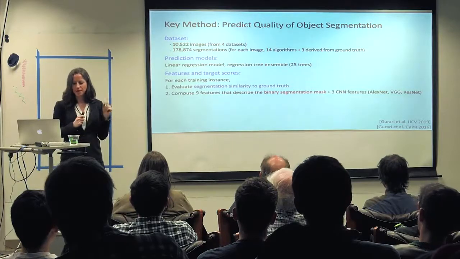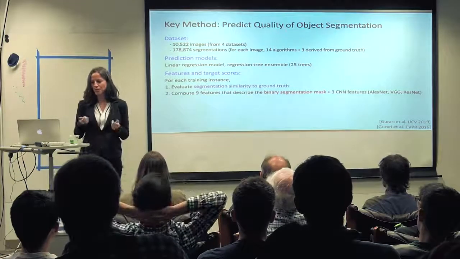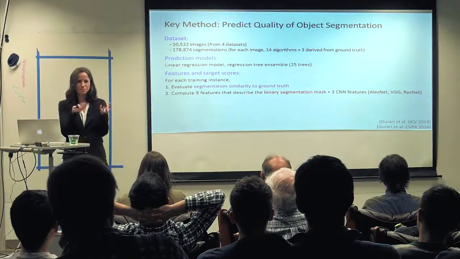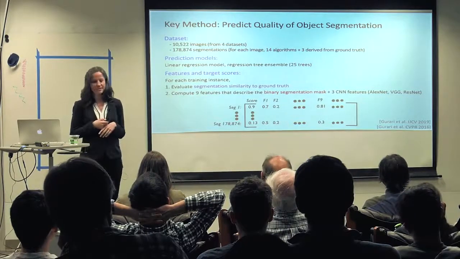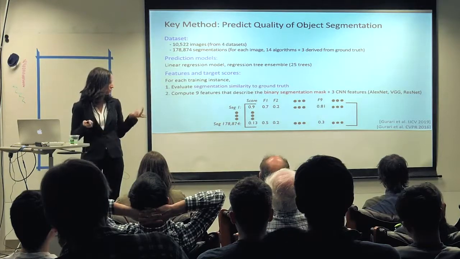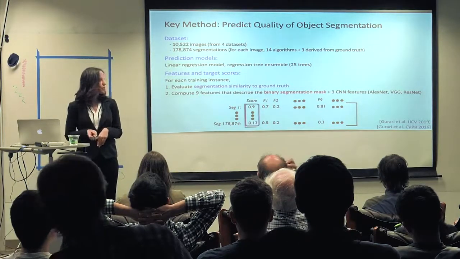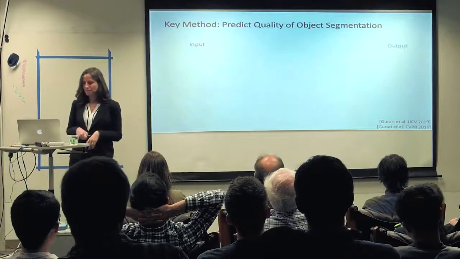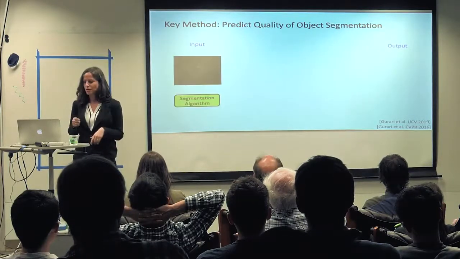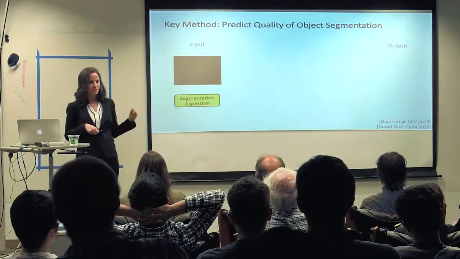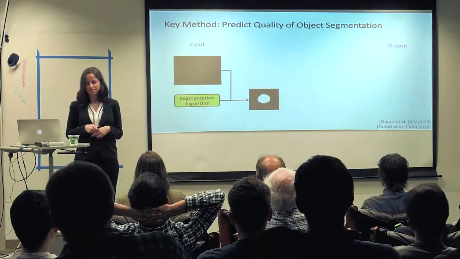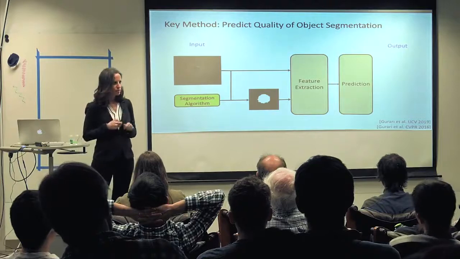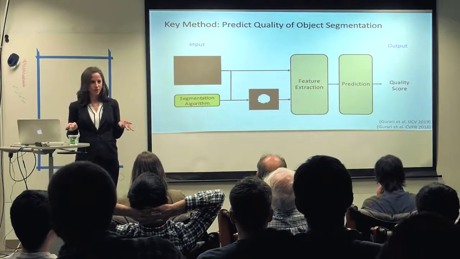For each training instance, we evaluate the segmentation similarity to the ground truth. We compute 9 features that describe the binary segmentation mask, as well as 3 CNN features that describe the image properties. So for our data, you'll have all the segmentation examples, which are each either training or evaluation examples. You'll have the score for each, the 9 binary mask features, and then the rest of the features describe the image. After training this method, what you get is, as input, an image with a segmentation algorithm. It produces a segmentation. That segmentation and image get passed to the feature extraction module. The features are passed on to the prediction module, and out comes a quality score.